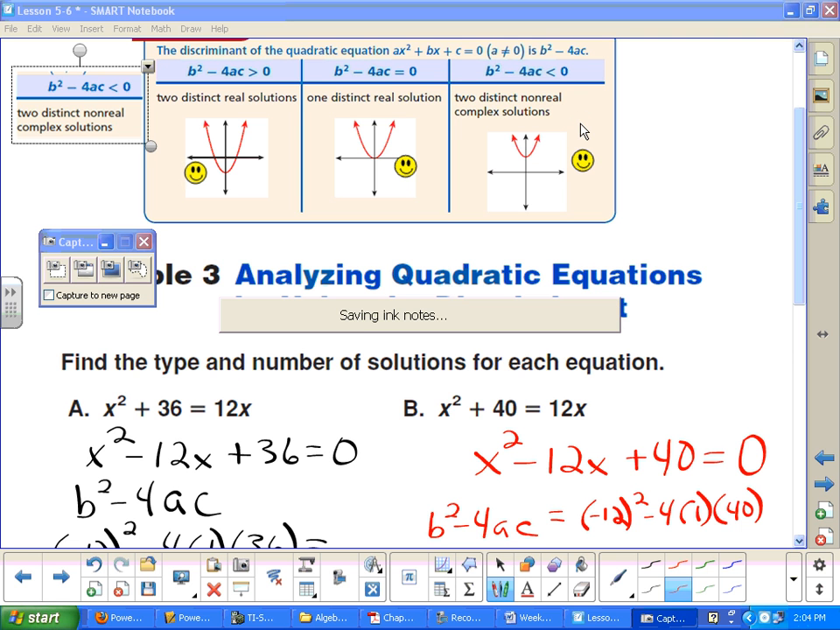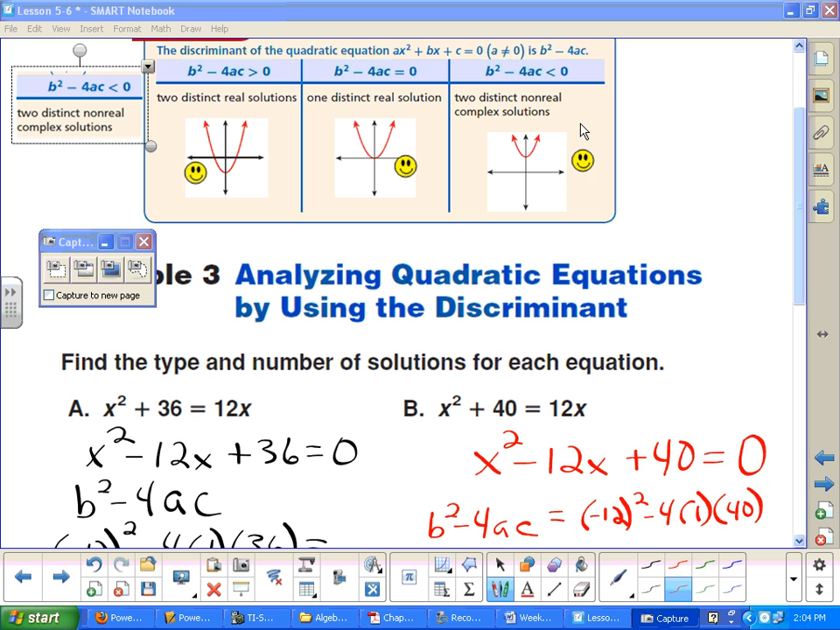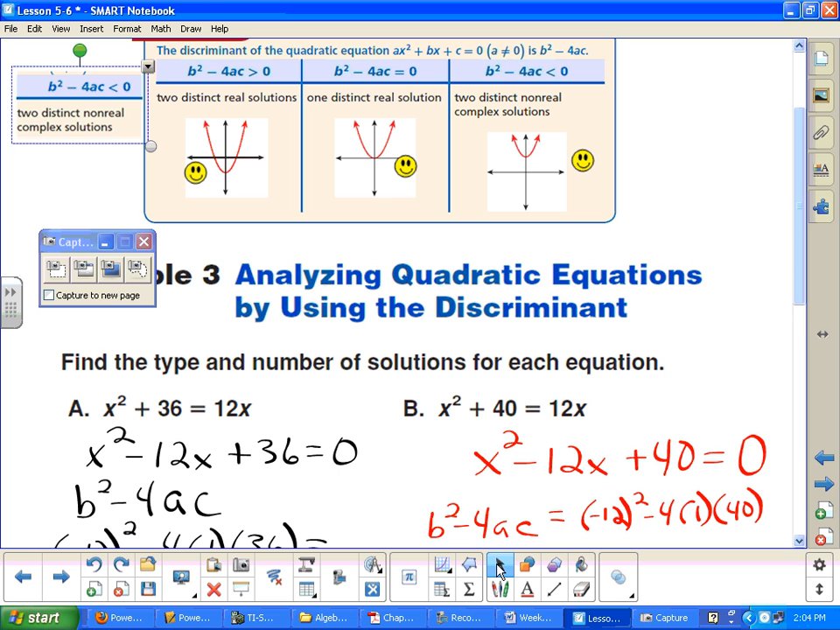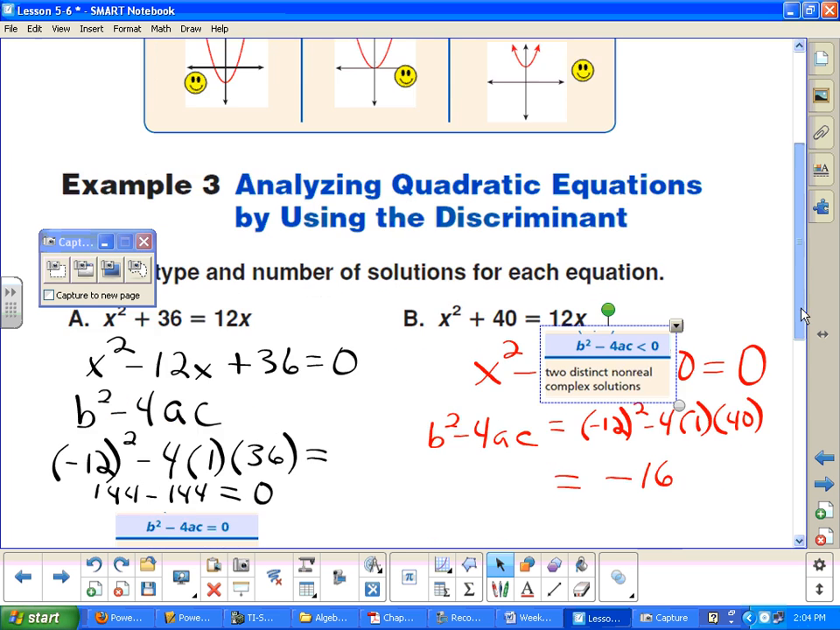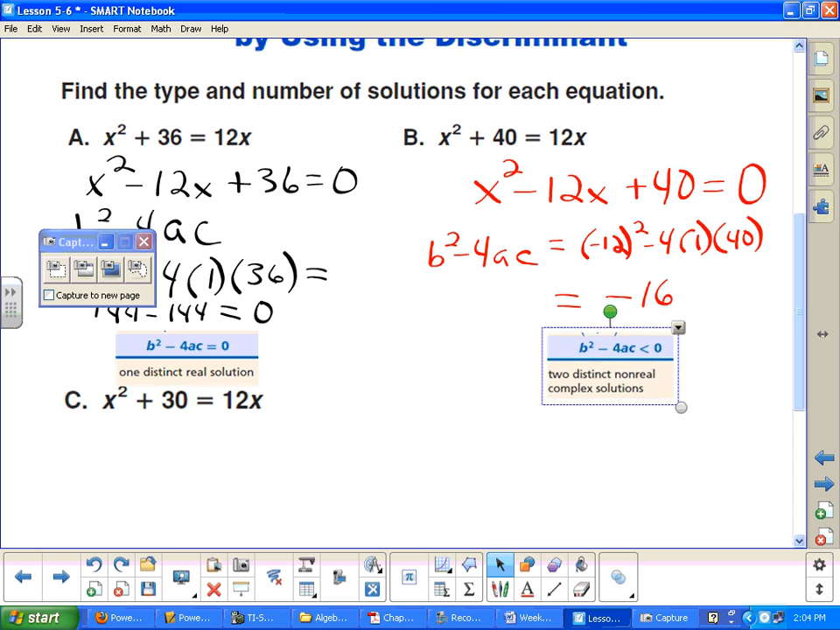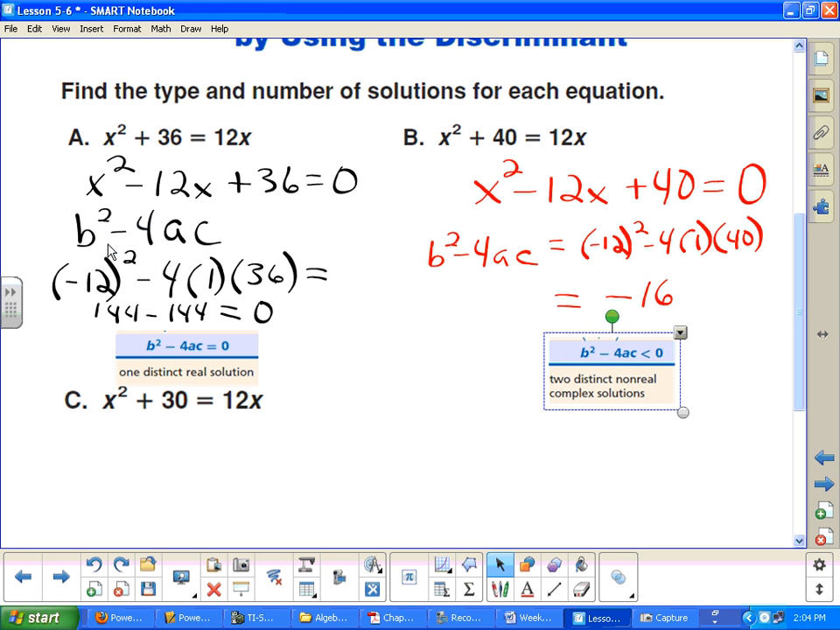All right. So if it's less than 0, if it's negative, then we have 2 distinct non-real solutions. Right. Okay. All right. So you do letter C.